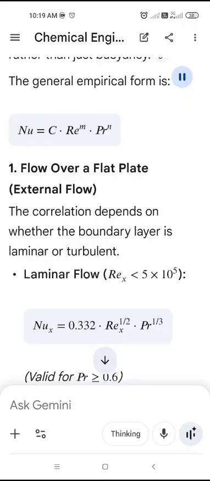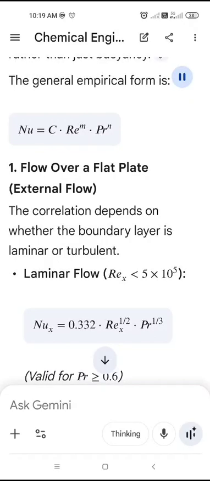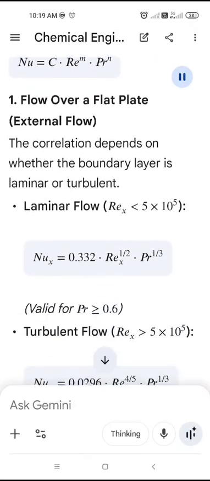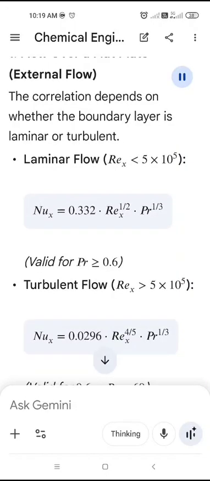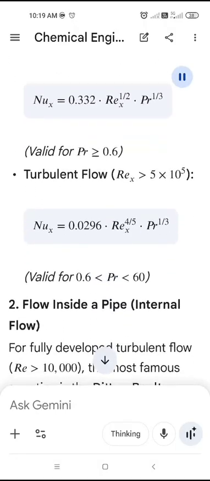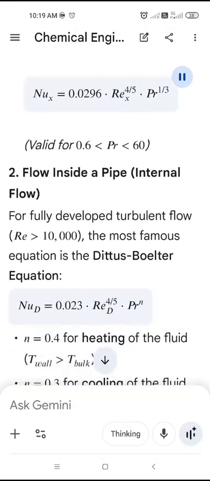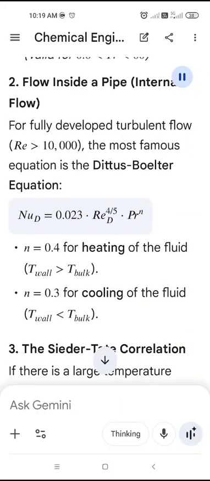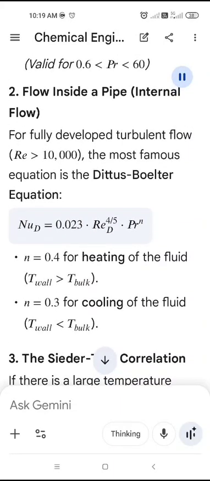Laminar flow: Re_x < 5 × 10^5, valid for Pr ≥ 0.6. Turbulent flow: Re_x > 5 × 10^5, valid for 0.6 < Pr < 60. 2. Flow inside a pipe, internal flow. For fully developed turbulent flow, Re > 10,000.